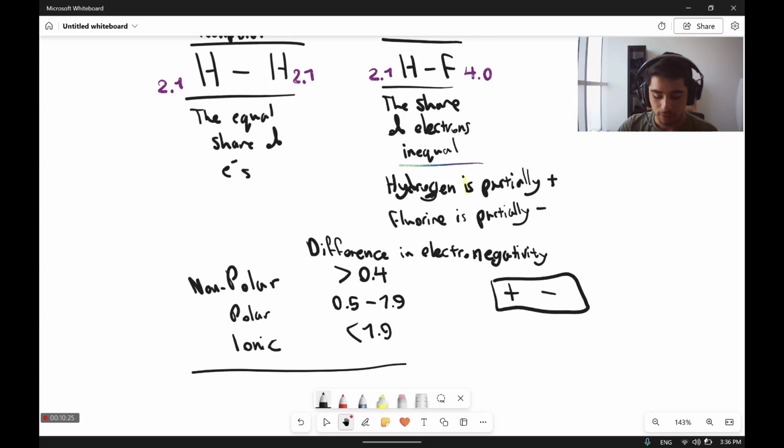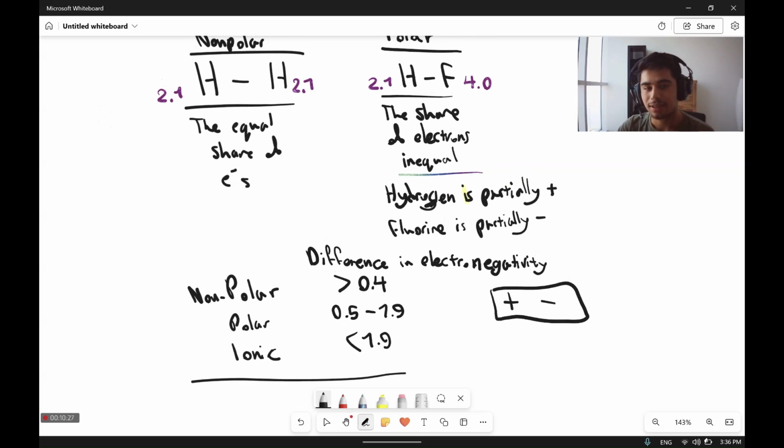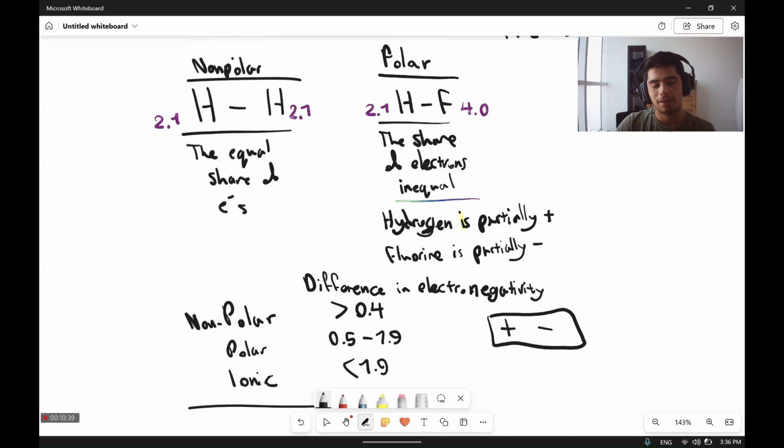You need to know that if it's less than 0.4, it's nonpolar. If it's more and up to 1.9, it's polar. And if it's more than that, it's ionic. Try to keep that in mind. And lastly, if there is an equal share, it's nonpolar. If it's unequal, but not by that much, it's polar. And if it's a huge difference in the inequality between the share of electrons, it's ionic.